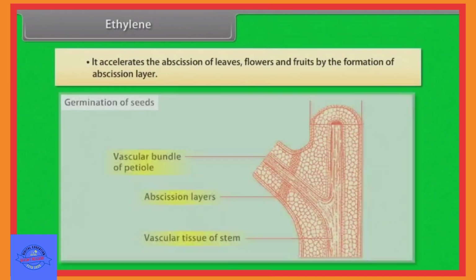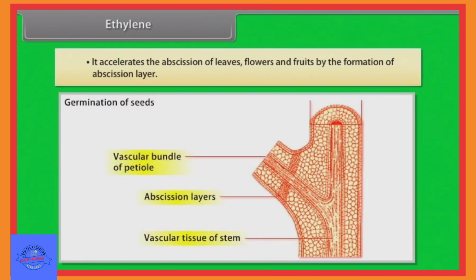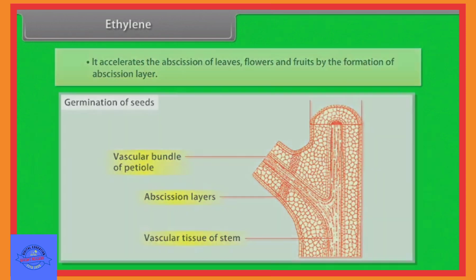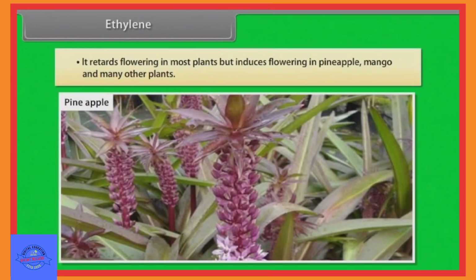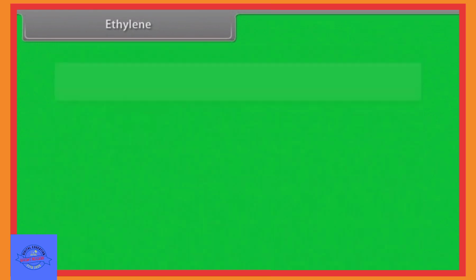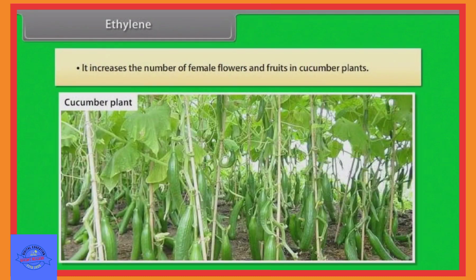It accelerates the abscission of leaves, flowers, and fruits by formation of abscission layer. It retards flowering in most plants but induces flowering in pineapple, mango, and many other plants. It increases the number of female flowers and fruits in cucumber plants.